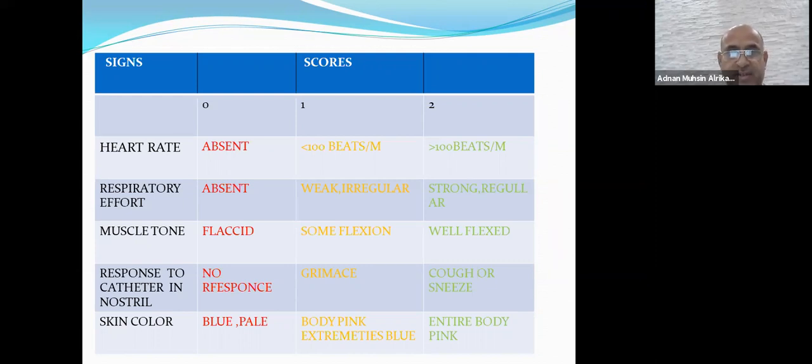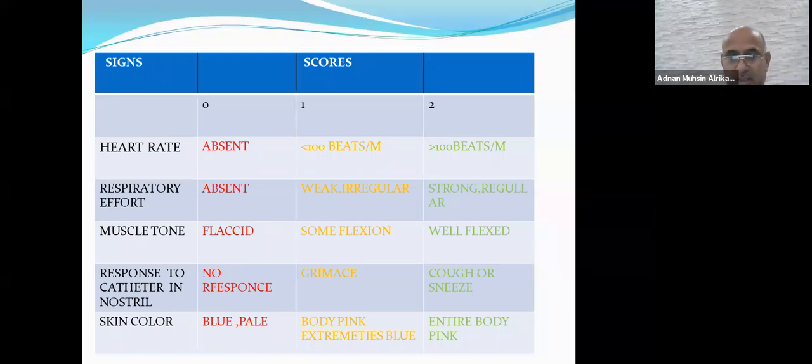And so on for the others in the Apgar score. This table summarizes it and should be kept in mind, and it's a simple practical way to assess the newborn's state by observing the signs of these 5 variables: heart rate, respiratory rate, muscle tone, response to the catheter in the nostril, and skin color.